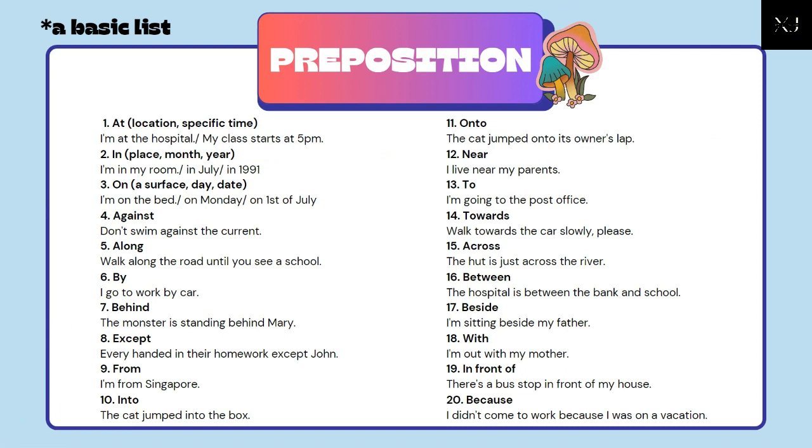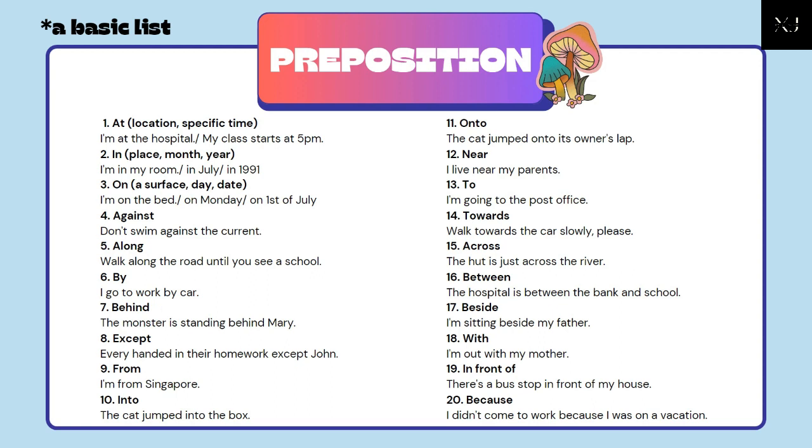Where are you from? I'm from Singapore. Into, the cat jumped into the box. Onto, the cat jumped onto the table, onto its owner's lap. Near, nearby, I live near my parents. We don't say I live nearby my parents, by the way. Okay, to, where are you going to? Okay, you're going to a place. To is like a specific place. Towards is like the general direction. You're still going there, but it's like a general direction.